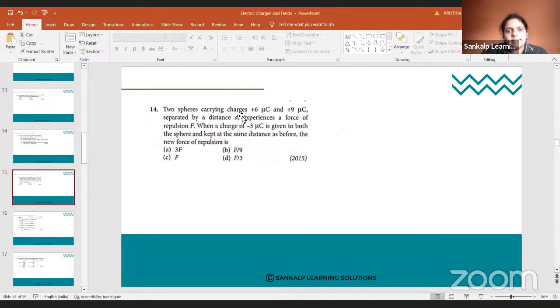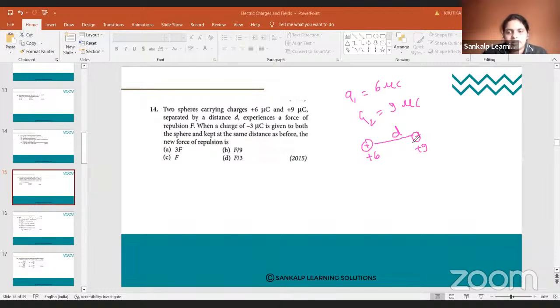Two spheres carrying charges plus 6 microcoulomb and plus 9 microcoulomb are separated by a distance of d. So here first I'll write what they are giving. You have the charges q1 is equal to 6 microcoulomb and q2 is equal to 9 microcoulomb. They are separated by a distance of d. Here you see this is +6 and this is +9.